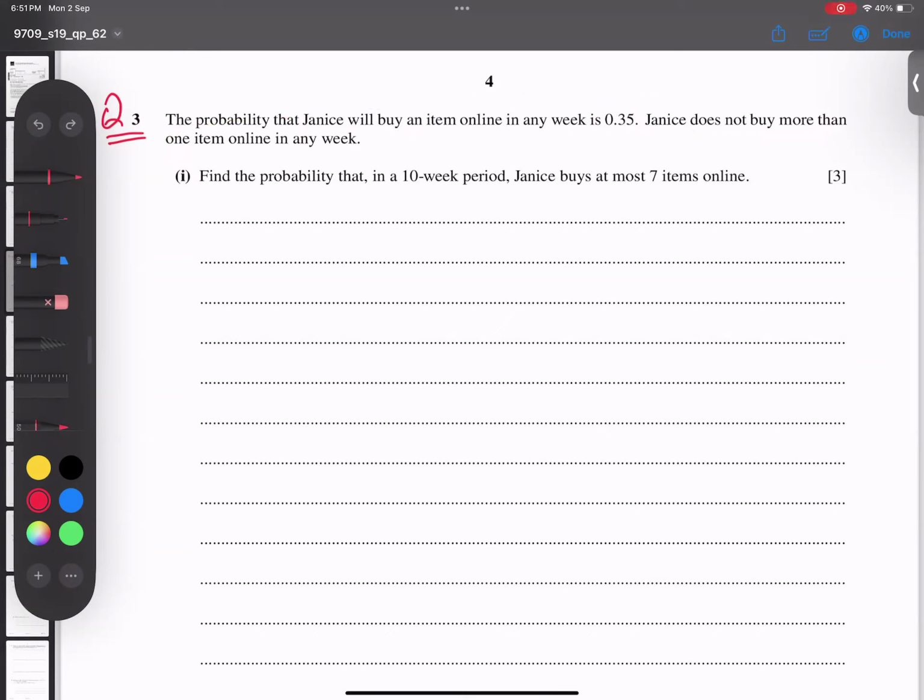All right. The probability, in a 10-week period, is that J buys at most 7. What is at most 7? Whenever he mentions a 10-week period, it means the N value is 10. At most 7 means a maximum of 7. Look, I'll show you: because it is binomial, I must start from 0.